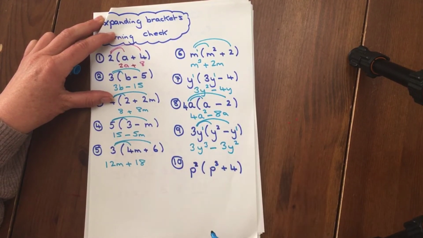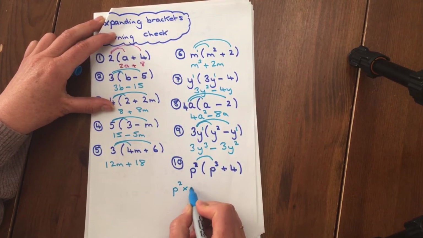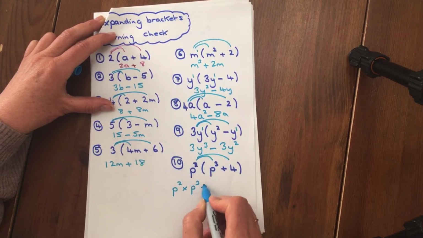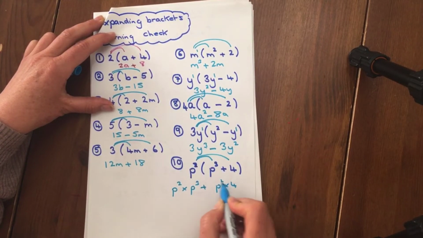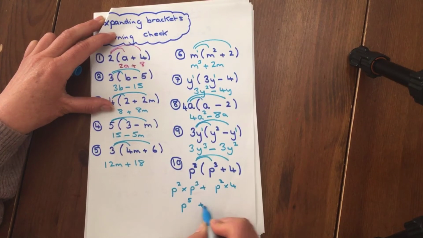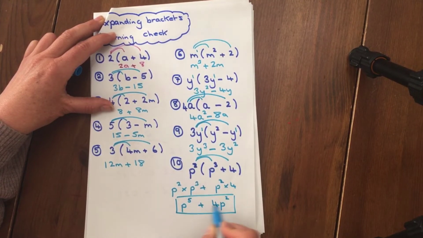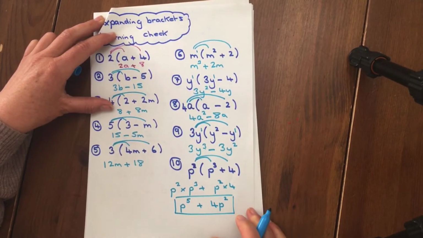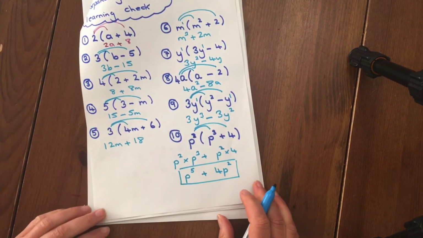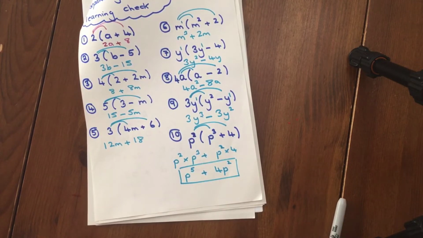Add the powers. Last one, I'll just do this one in full. p squared times p cubed plus p squared times 4. I add the powers to get 5, not 6, and I put the number in beforehand. I cannot put these two together, they are unlike terms. So well done. Do your corrections please, and anything you don't understand, please email me or your teacher if another teacher is using this video.